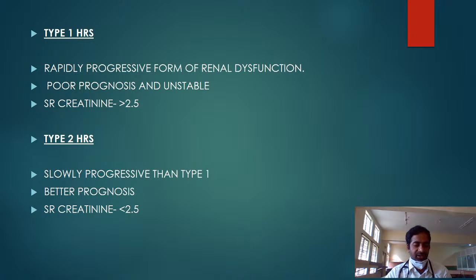Okay, so type 1 has a poor prognosis when compared to type 2. There is a rapidly progressive form of renal dysfunction and poor prognosis. Type 2 is slowly progressive compared to type 1. It has a better prognosis, and serum creatinine is always less than 2.5. So that's the difference between type 1 and type 2. Creatinine is less than 2.5 in type 2, greater than 2.5 in type 1. Prognosis is poor in type 1 and better in type 2.